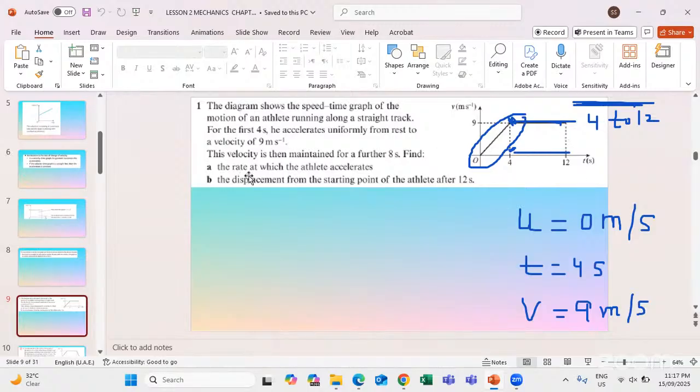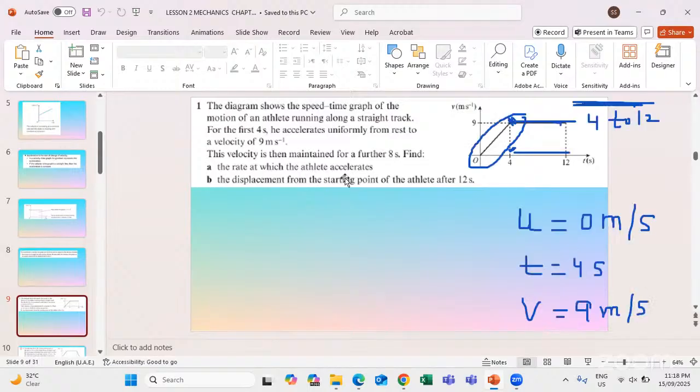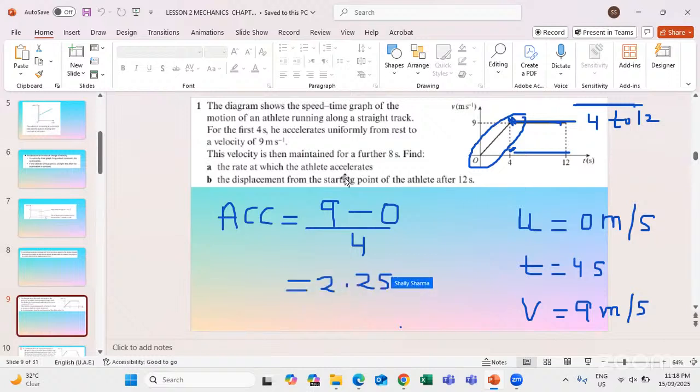They are saying you have to tell the rate at which the athlete accelerates. So the athlete is accelerating only in this area, and we need to find this acceleration. Acceleration is the change in velocity. So it is the final velocity 9 minus the initial velocity, which is 0, over the total amount of time, which is 4 seconds. So we will get the acceleration here as 9 by 4, which is equal to 2.25 meters per second square, or you can write meters second to the power of negative 2.